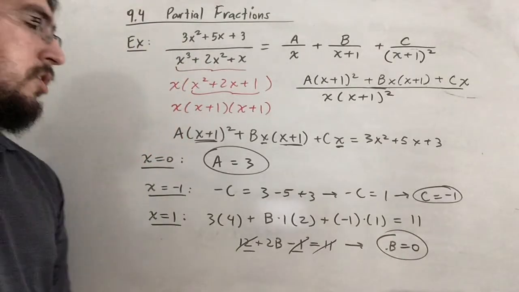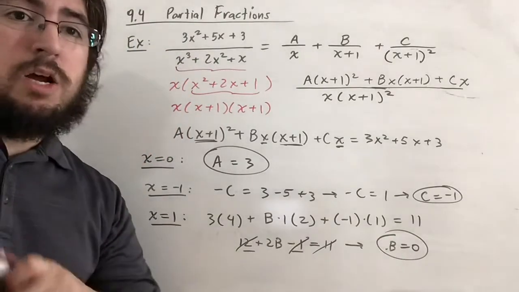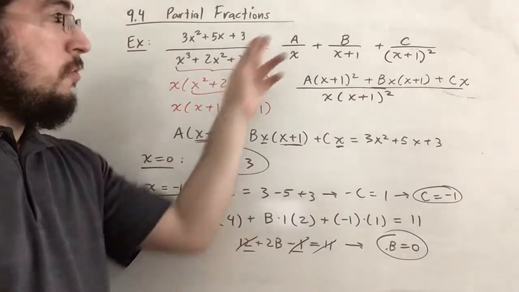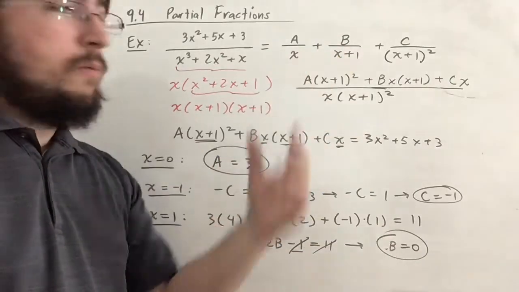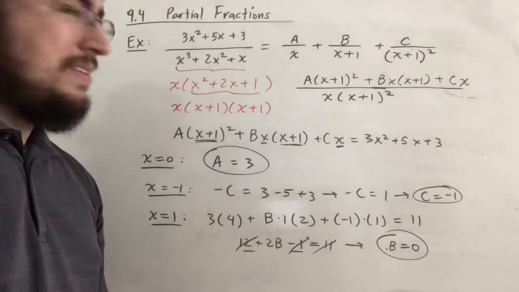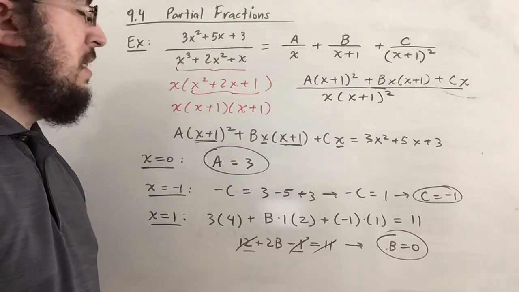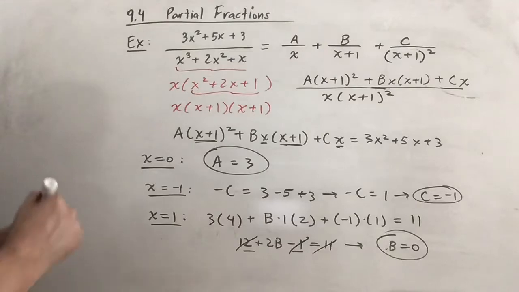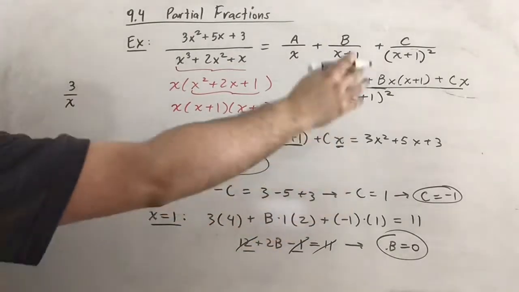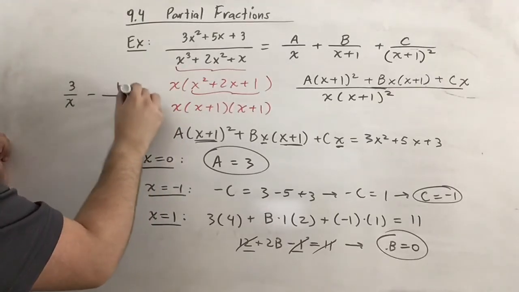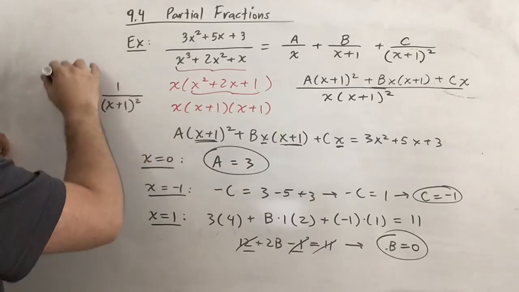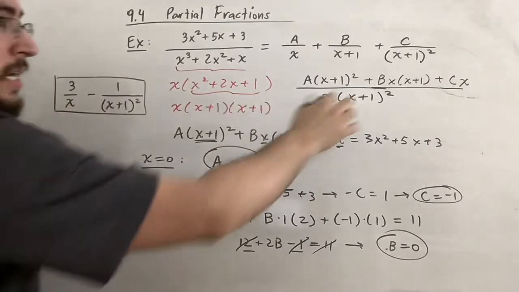Nice. So what that says now is that we actually know the decomposition of this original guy here. It's 3 over x plus 0 over that, so we really don't need it, and -1 over this. So I'm trying to find a space where I can put our answer. I guess I'll just write it over here. So altogether our answer is this, 3 over x plus -1, so let me write it as -1 over x plus 1 squared.